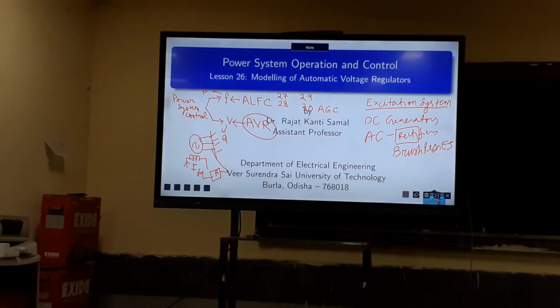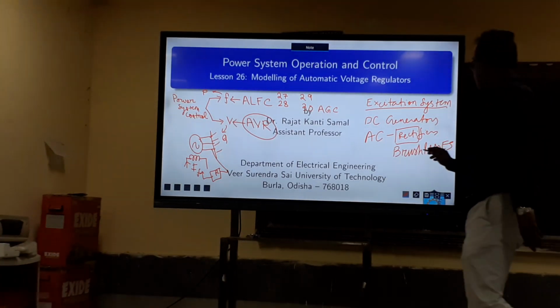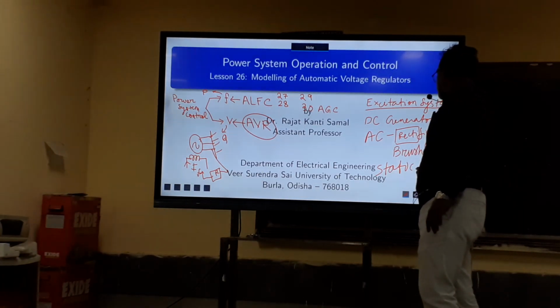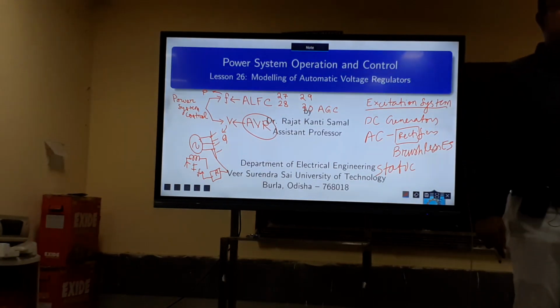In a power plant, you will find battery banks. For various purposes they are there. Initially the battery bank will start the excitation. But once it starts, this kind of excitation system is known as a static excitation system. What are these called? These are called static excitation systems.